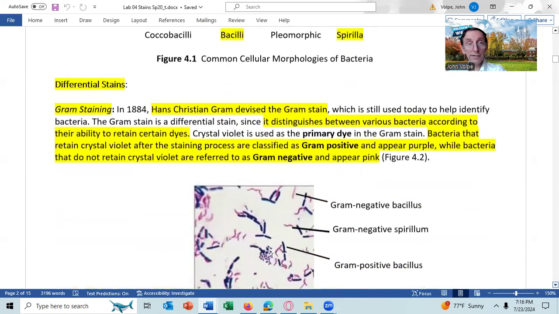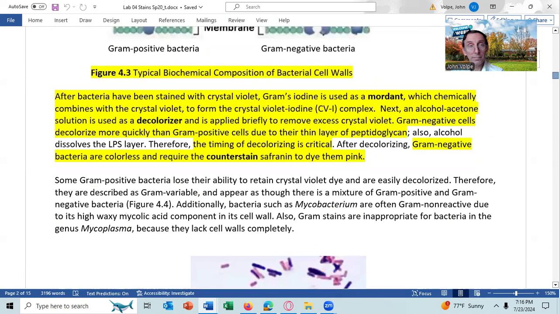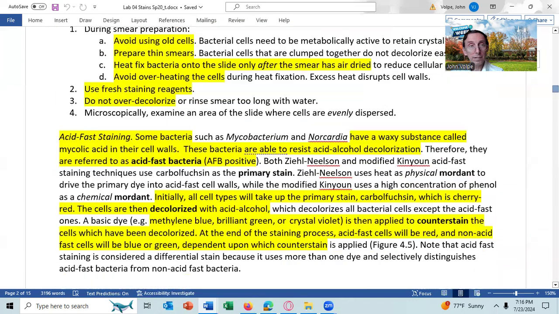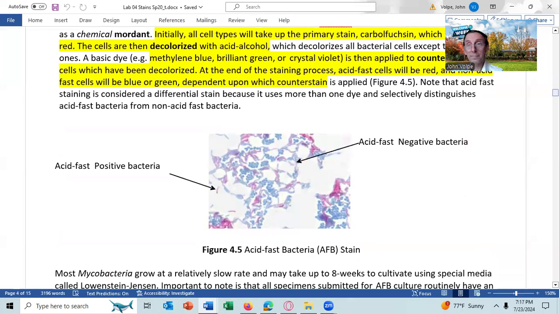All right, a differential stain is a stain that usually uses two or more stains to give you additional information between different species of cells. The cells will stain differently, which is why it's called the differential stain. There are two differential stains you need to know, and that's the Gram stain and the acid-fast stain. Shown down here someplace. There it is. Acid-fast stain.